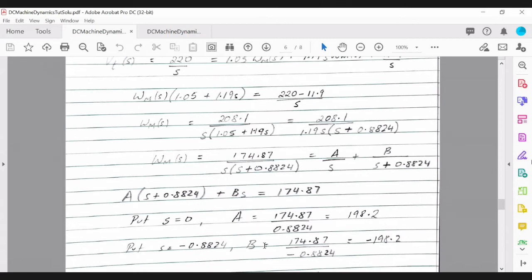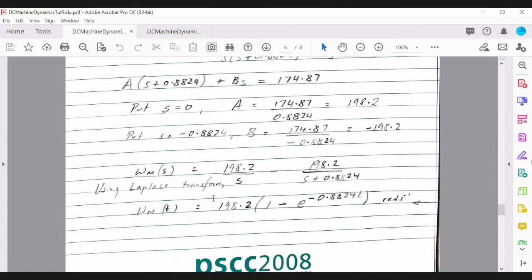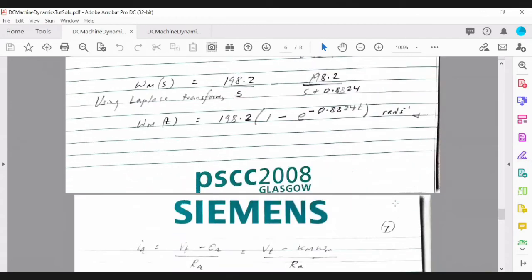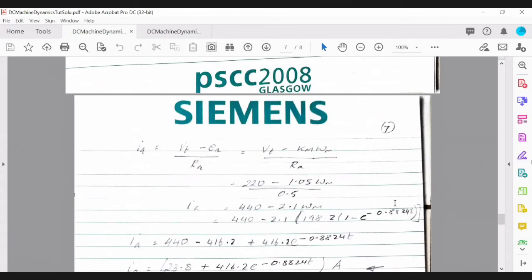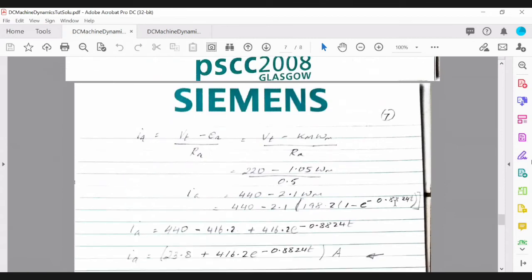And from there, do the inverse Laplace transform to get the equation for the speed of the motor. So as you can see, you're getting an exponential rise in your speed. And the steady state value, we will work that out in the next part.